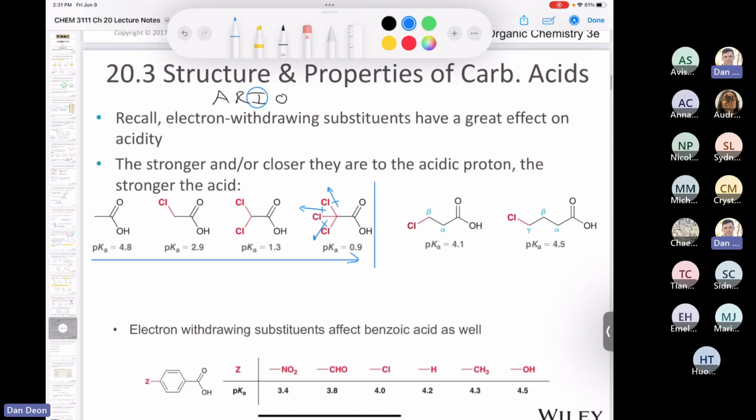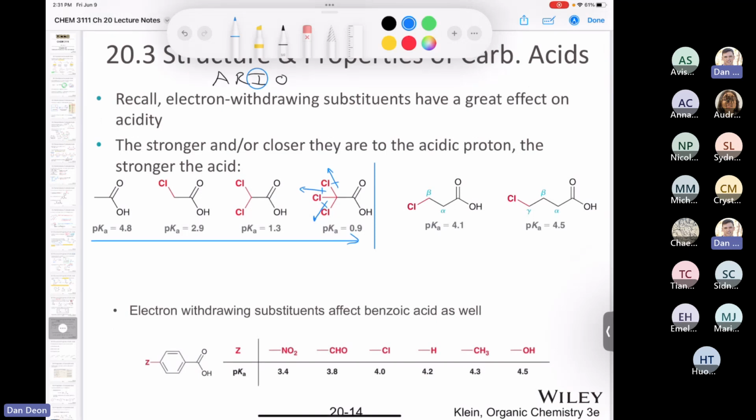Also, that effect is only seen on alpha and beta carbons. So we see it affected on the alpha carbon in all of the examples here, right? This is an alpha carbon, this is an alpha carbon, this is an alpha carbon. But it does also have an effect on a beta carbon. But once you get to a gamma carbon, it has no effect. You can just assume it has no effect in this class.